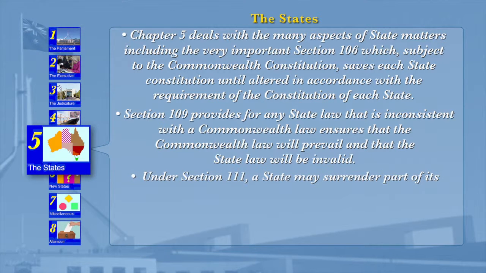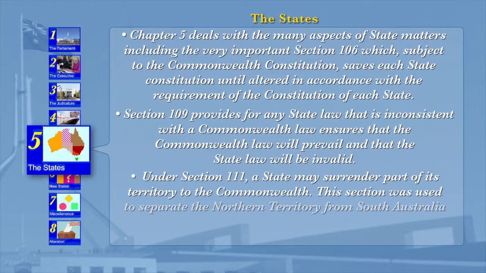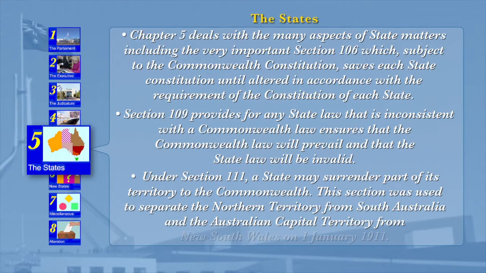Under Section 111, a state may surrender part of its territory to the Commonwealth. This section was used to separate the Northern Territory from South Australia and the Australian Capital Territory from New South Wales on the 1st of January 1911.